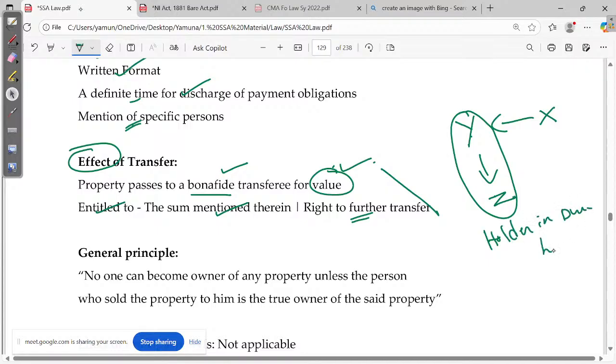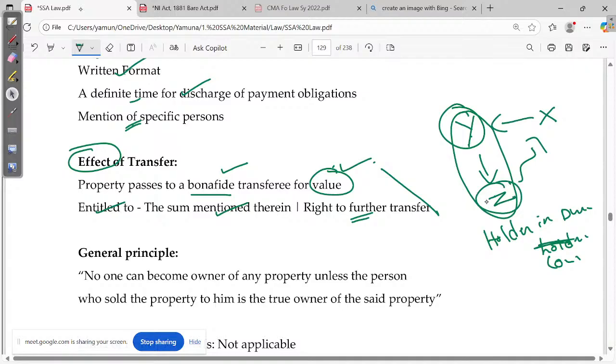The only difference between holder and holder in due course is that since it came from Y, he is the holder in due course. First point. Second point, there is no relationship between X and Z at all. Need not know who is X. The only thing is the money must come. What are the rights Y holds? All the rights will be there for Z also.